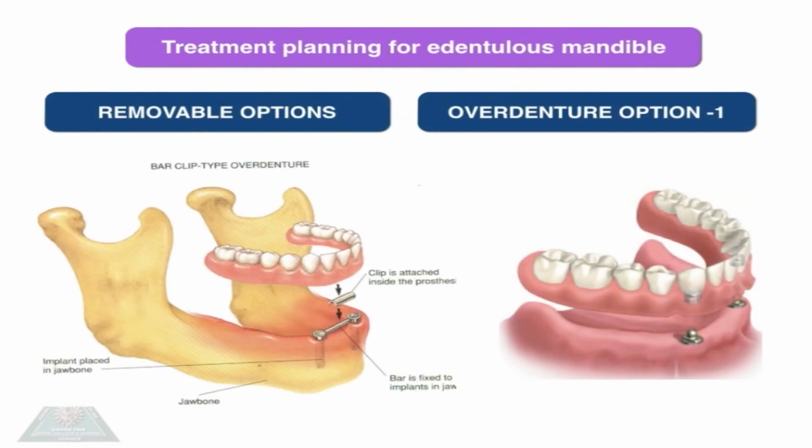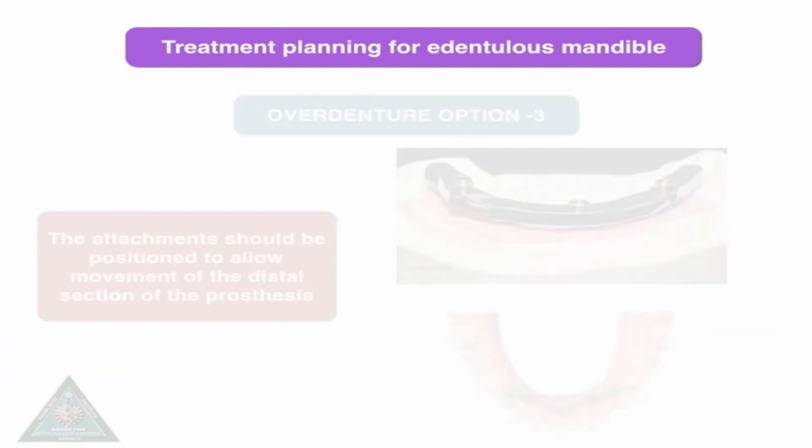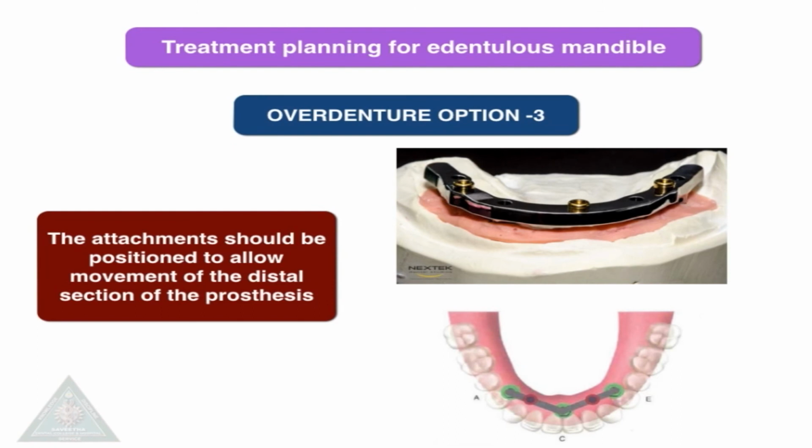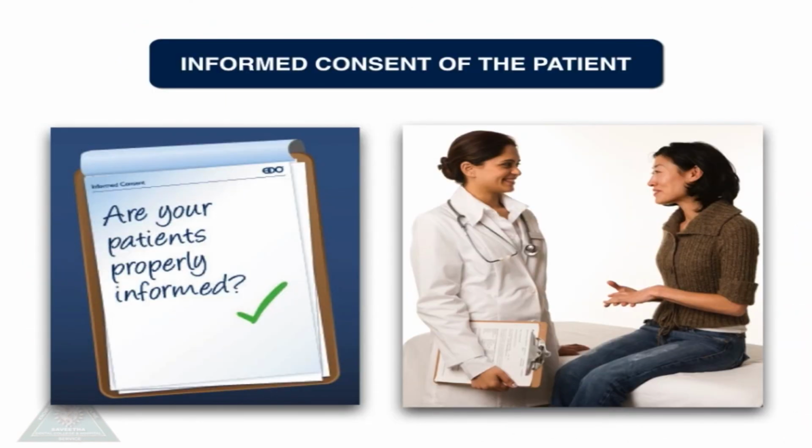And these are the removable options with the overdenture, that is a bar type and the ball type, which is widely used. Overdenture too with a header clip. And the attachment should be positioned to allow the movement of the distal section of the prosthesis, which is an RP4 example. And 4 implants are placed in A, B, D, E position where it supports the distal cantilever. Of all, informed consent of the patient should be taken before any surgical procedure.